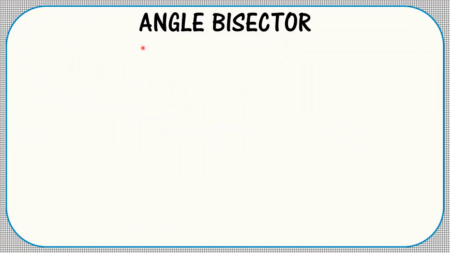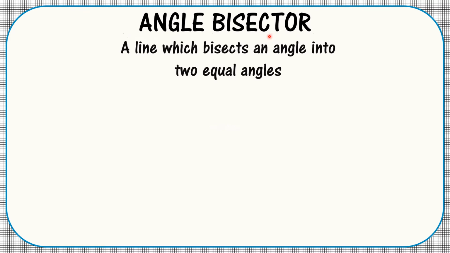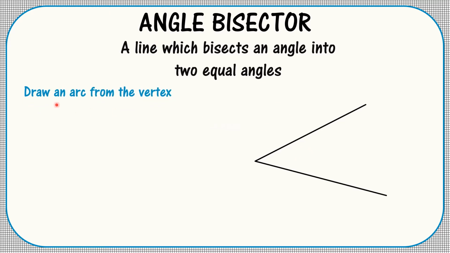The next thing which we will look at is an angle bisector. An angle bisector is a line which bisects an angle into 2 equal angles. What you need to remember is the word bisect means to cut something into 2 equal parts. So we have these 2 lines. What you will be asked is to draw the angle bisector for these 2. The first thing that you would do is draw an arc from the vertex. The vertex is this point.